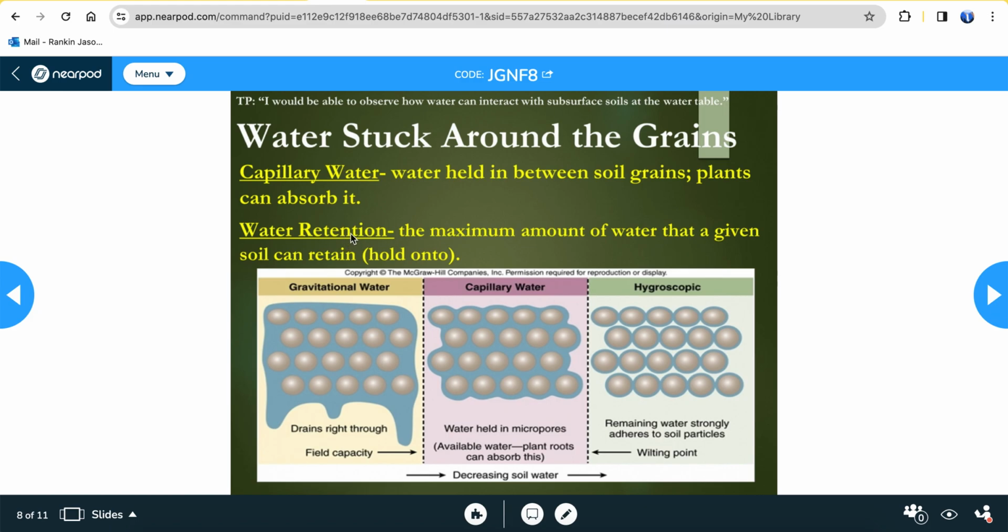Water retention. Retention is to retain. Retain is to hold on to. The maximum amount of water that a given soil can retain, hold on to. All right, so based on water retention, which sample do you think might retain the most water as it passes through? All right, look at page 6, pause the video, and then unpause it once you have your answer.